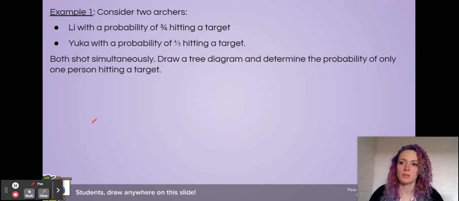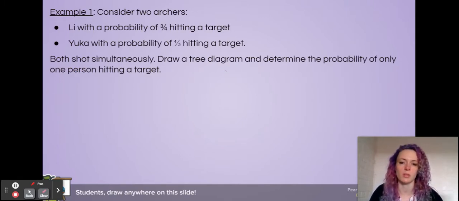All right, so let's put this in another example. We have two archers, Lee with a probability of 3/4 of hitting a target and Yuka with a probability of 4/5 of hitting a target. Both shot simultaneously, so they shot at the same time. Draw a tree diagram and determine the probability of only one person hitting their target.